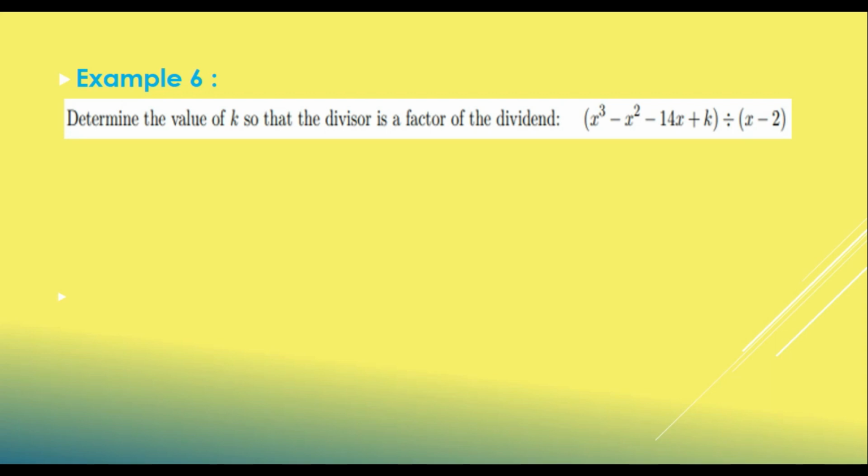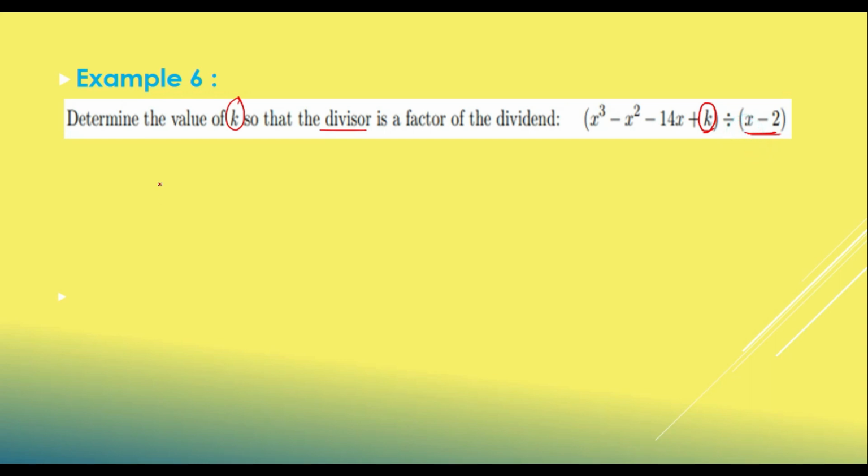Next question, a different type of question. Determine the value of k so that the divisor is a factor of the dividend. Again, we are going to use synthetic division. This k is not given. K is any constant. What value of the constant makes this divisible by the binomial?